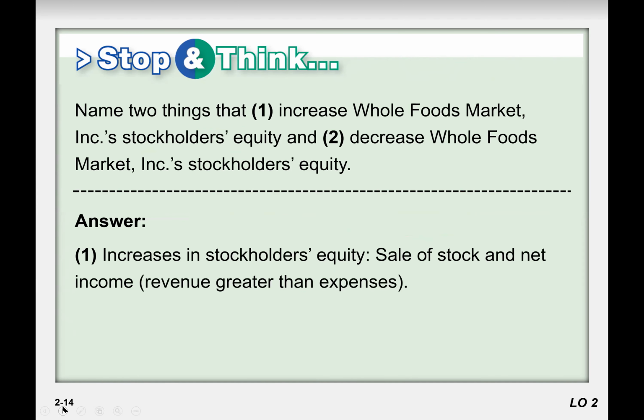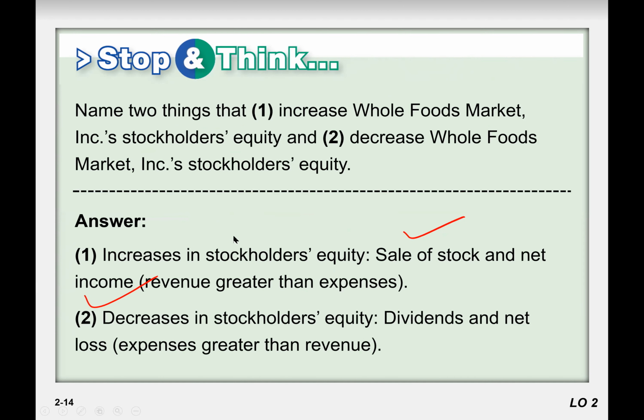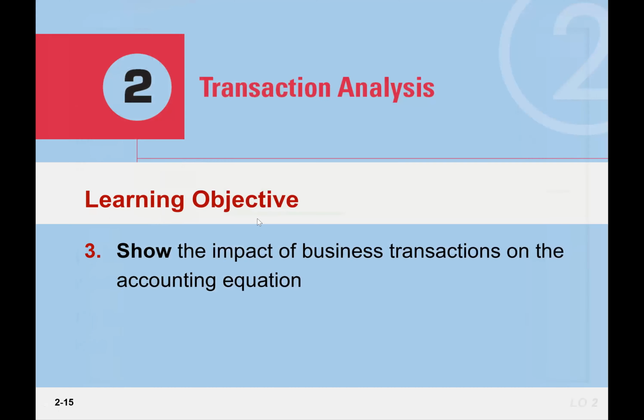So sale of stock, right? And increase in net income. Well done. Second one, decrease in equity. If you pay more dividends, then it also decreases the owner's equity, right? Because distribution from the profit in dividend form decreases the retained earnings, and retained earnings decrease means owner's equity decreases. Well done. Now here comes the real stuff, the core agenda of this class.